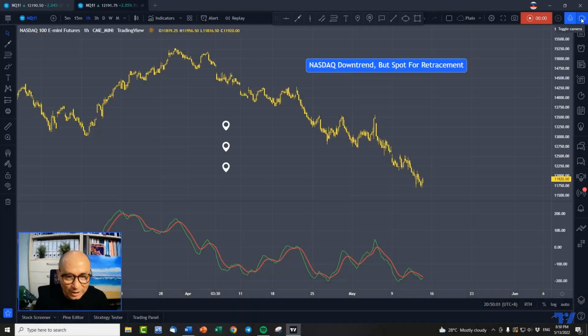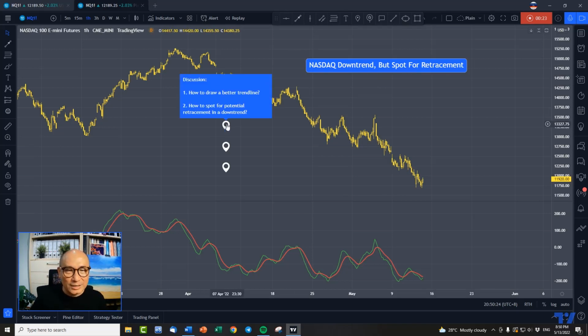Can we buy in a downtrend line? The answer is yes, but we have to take note that we are going against the trend and we have to be careful. That does not mean that there's no buying opportunity in a downtrend line. So we're going to discuss exactly that today. The topic is the NASDAQ downtrend, which is right now, but how to spot for retracement opportunity.